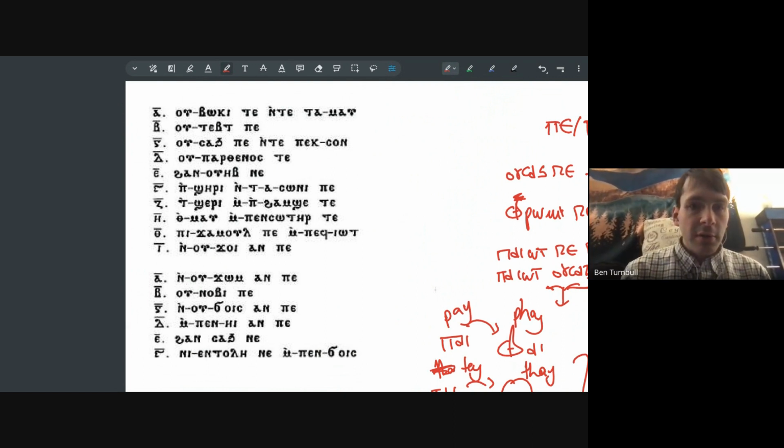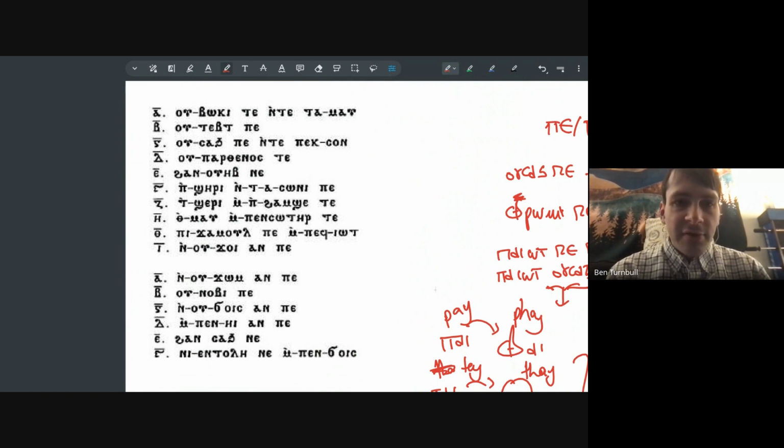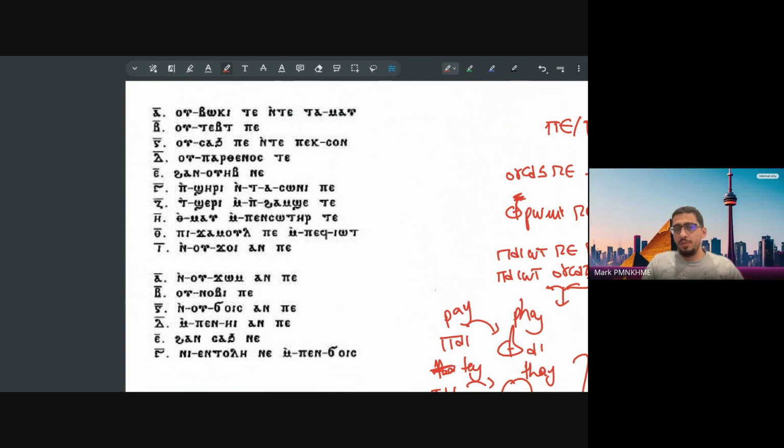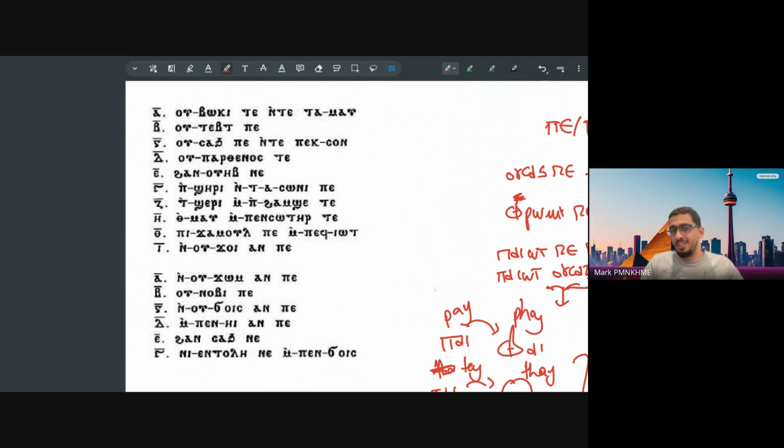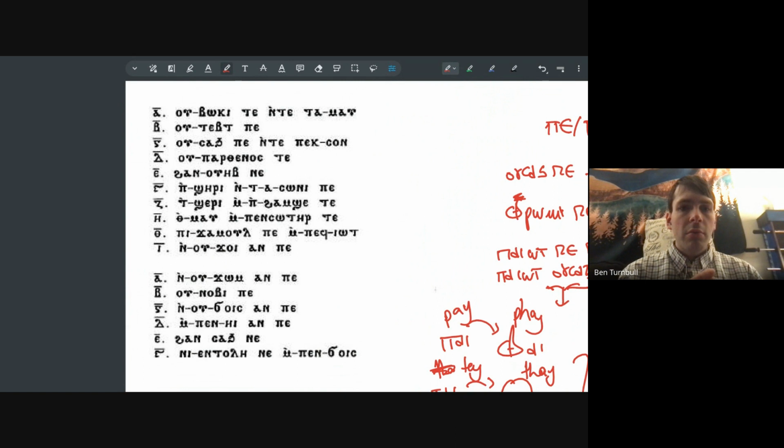Okay, cool. So, Uvoki te ente tamal. See, a servant or that servant. No, wait, hold up. A servant who is. It's a tricky one. Take your time. Who belongs to or is of. So let me give you a hint. This is a full sentence. Okay. So the servant belongs to. And let me give you another hint. It sure doesn't start with a servant or the servant.